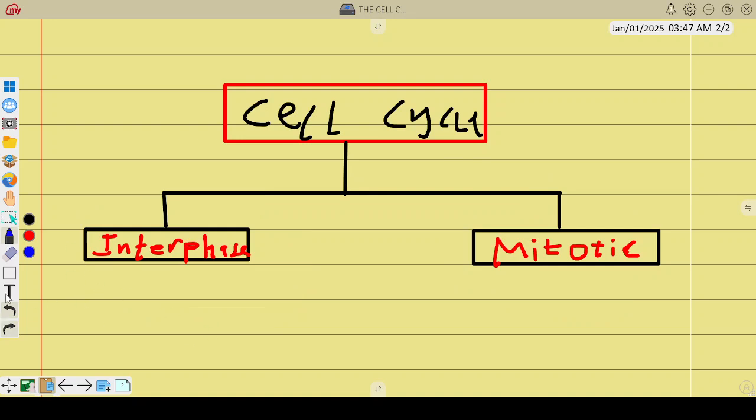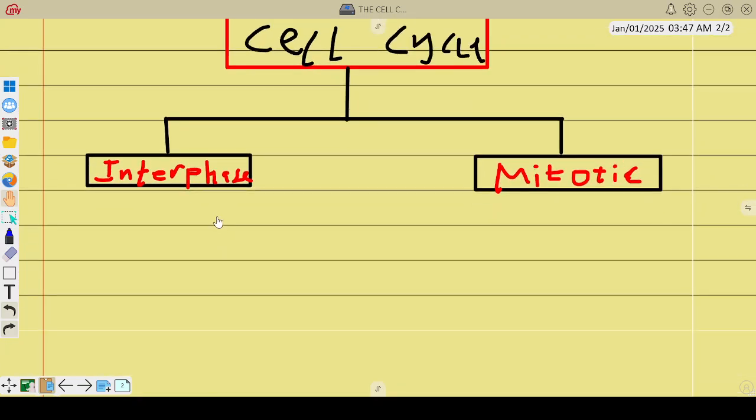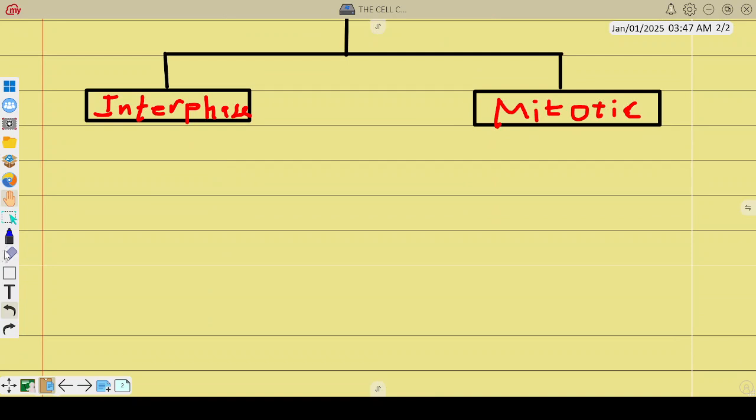So interphase, what does interphase involve? These are the two branches of the cell cycle. Interphase has the first gap phase, so we have a G1 phase. So this is a G1 phase, and then we have an S phase and a G2 phase.